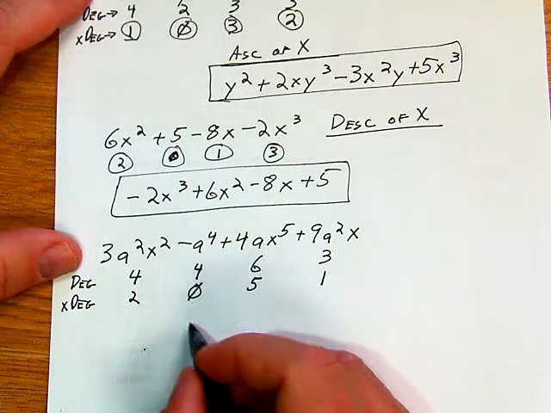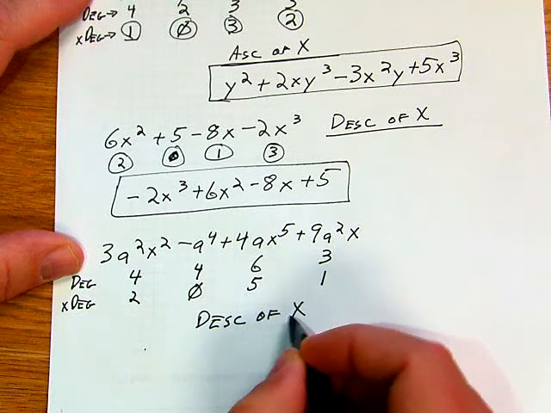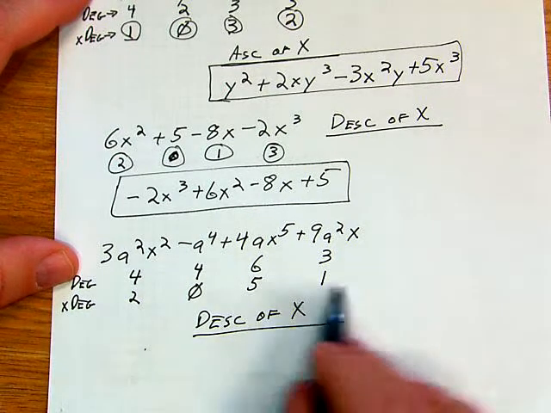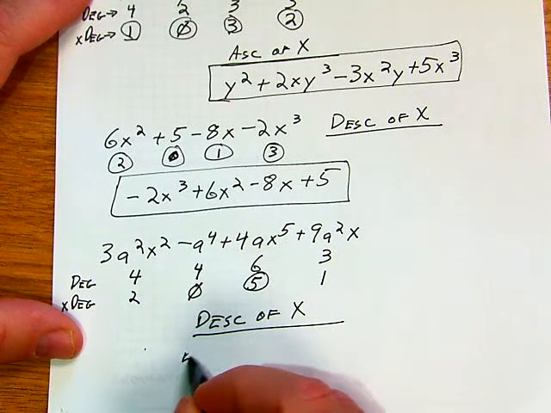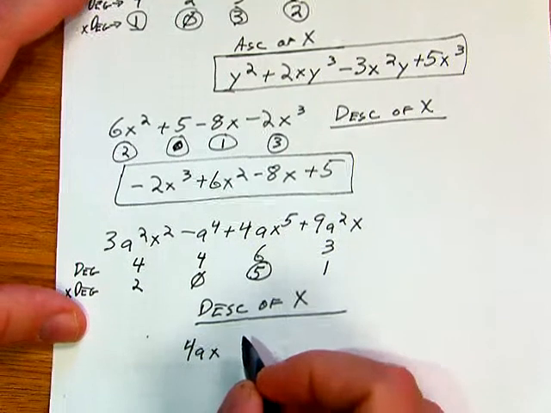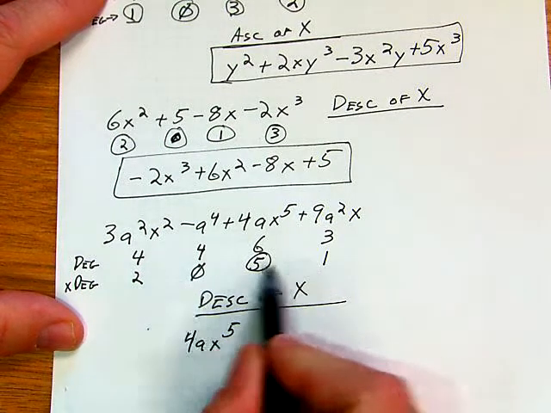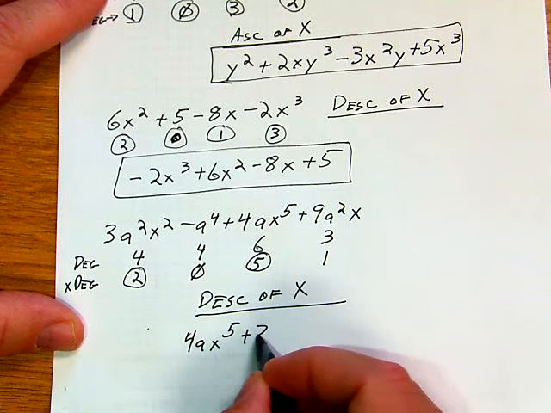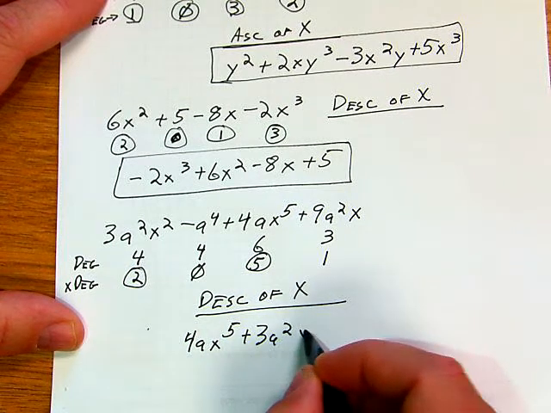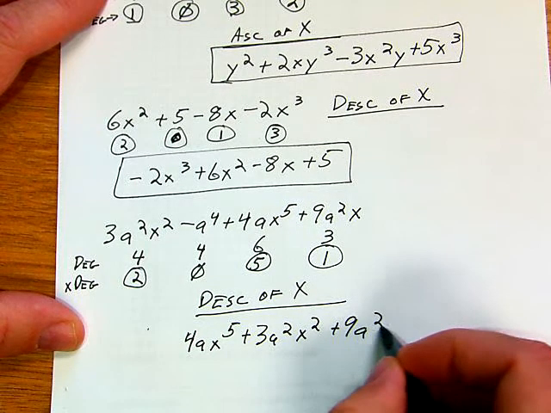So now since we're asked to do the descending order of x, we're going to look at our x line and see what's descending. What's the largest one? That guy right there. So that term is 4ax to the 5th. The next largest term in order of x degree is this guy, plus 3a squared x squared. Then 1 is next, which corresponds to the term 9a squared x.